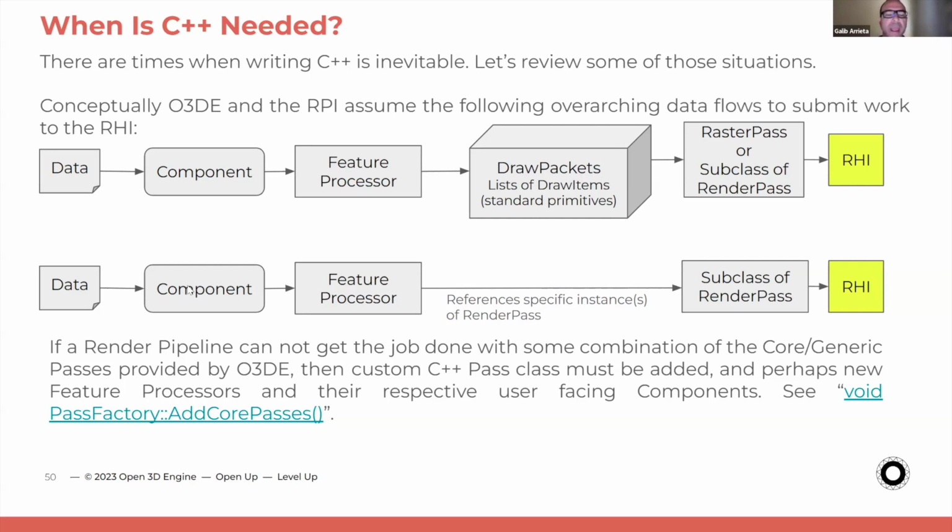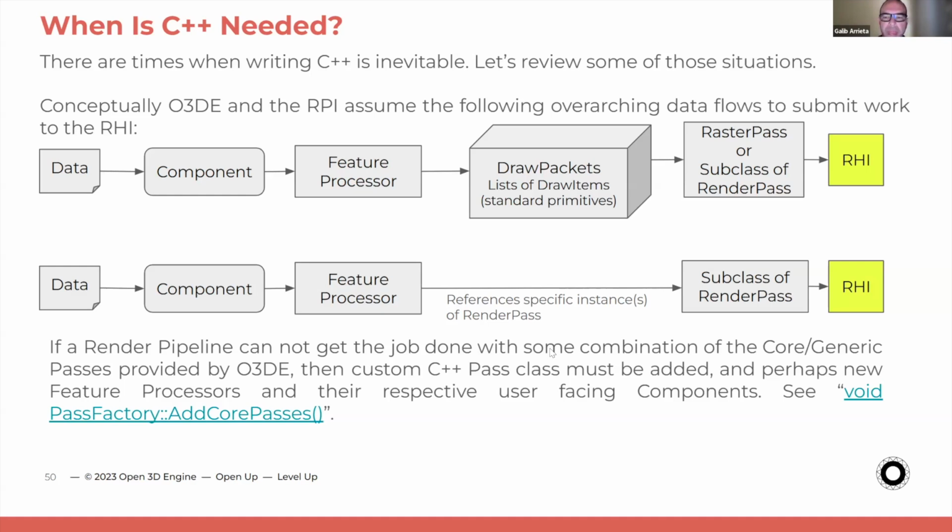Similarly, you can have a component and a feature processor that doesn't generate draw packets, but knows of the existence of specific passes and feeds some custom data to those passes, and those passes, your custom C++ code, connect everything and figure out what or where to render. A classical case is, for example, volumetric rendering or any other effect that doesn't match the archetype of using draw packets.